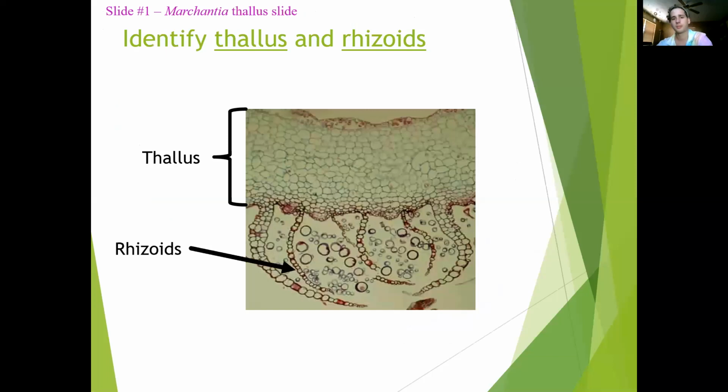So here is our picture of it in the PowerPoint. Thallus, main portion, rhizoids down here.